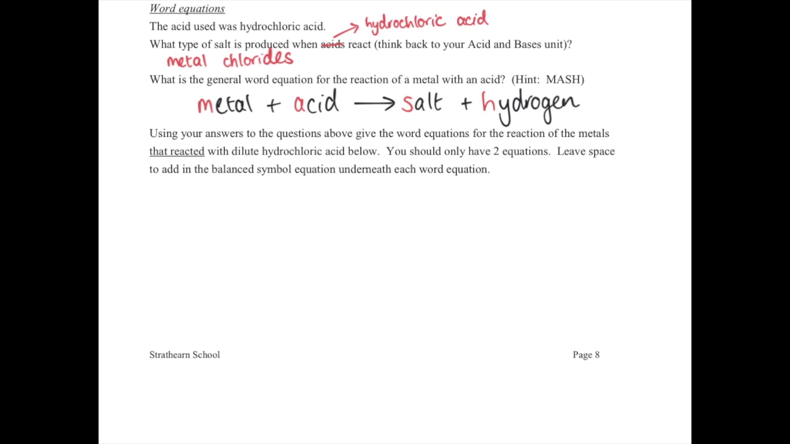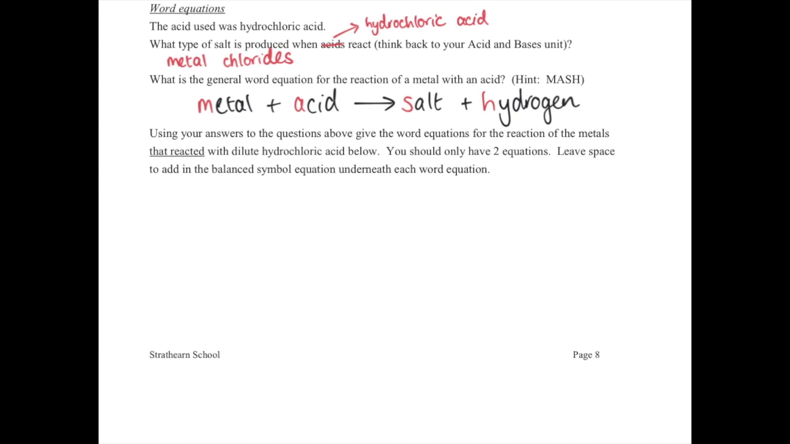The general word equation for the reaction of a metal with an acid should be metal plus acid. Those are what we call our reactants, the things that react together, and that's the M and the A. And they react together to give salt plus hydrogen. That's the S and the H. So salt is just the general name, and we will spend a wee bit of time naming those in just a second. And then the H is for hydrogen. So any word equation you write with any metal reacting with any acid should follow that general equation.